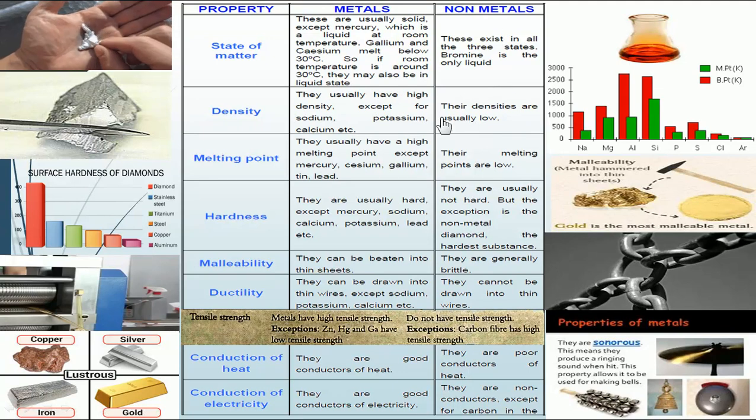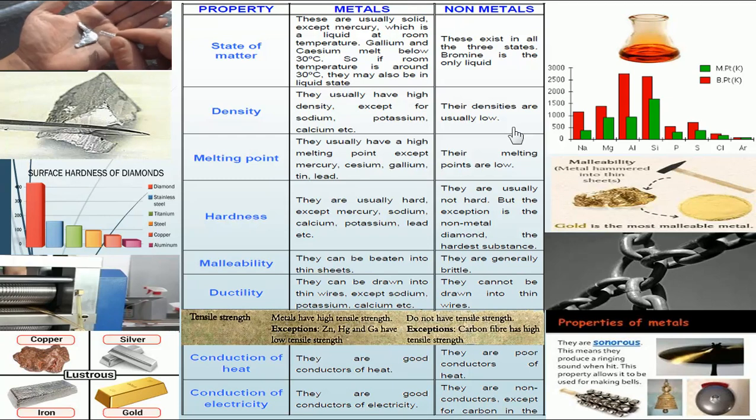So what we have to understand, if metals we say high, non-metals obviously will be on the lower side. The density is usually low because the number of atoms present per unit area will be less. That's the reason mass is less, so the density will be less.